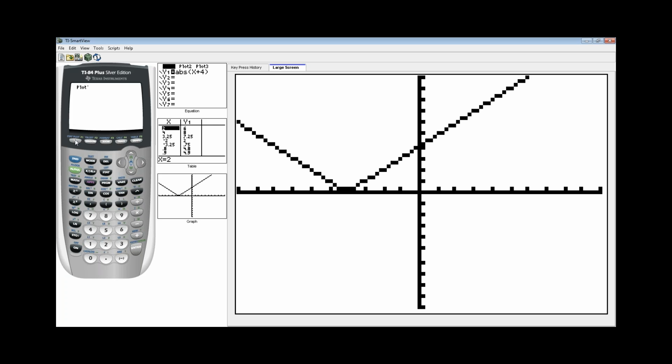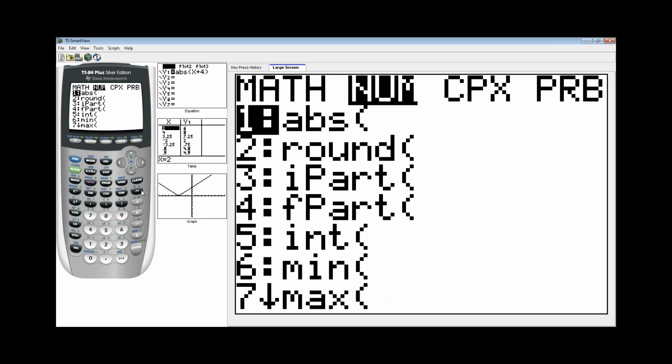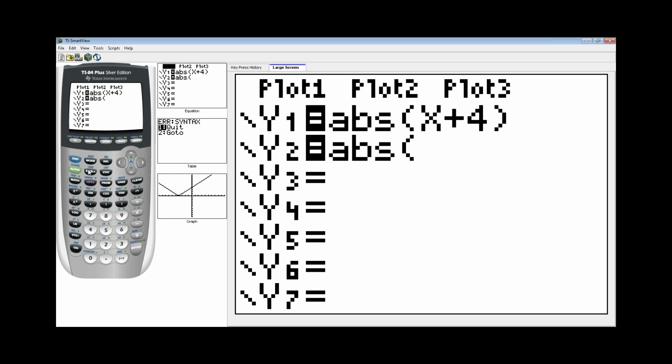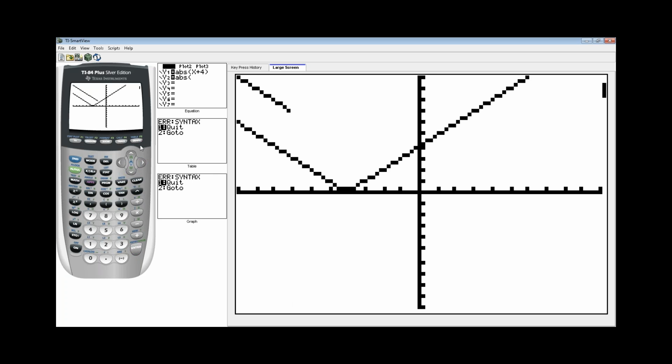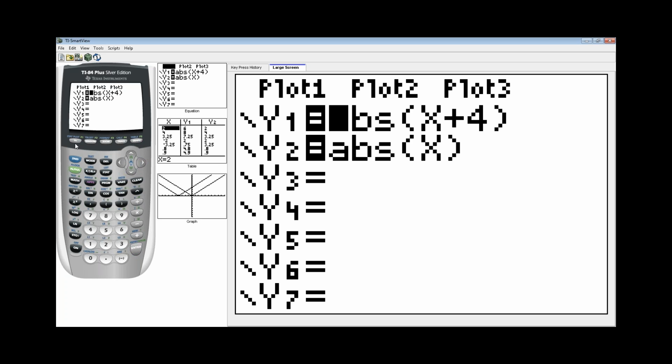I could even do just the basic parent absolute value function. So math, scroll to the right, number, and I want the first option. And then this is just the parent function, the absolute value of x. And then there it is. So being able to graph these functions on the graphing calculator is extremely helpful when you're answering these questions on your tests. Okay?